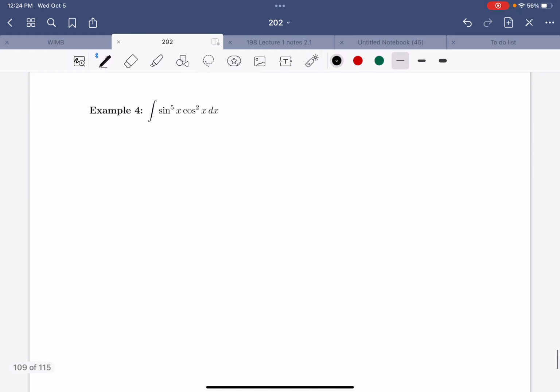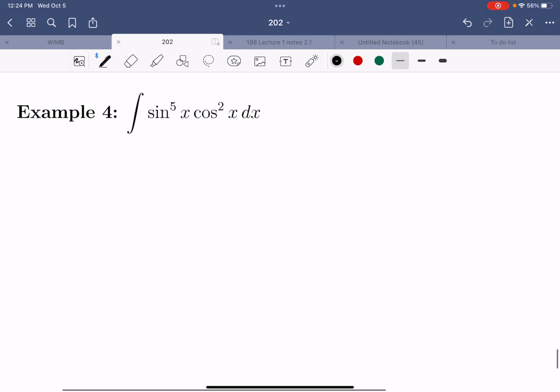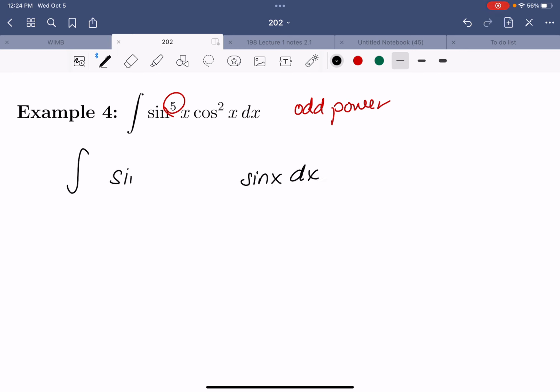All right, and here's our last one for the lecture. This one has an odd power. Right here. So what I'm going to do is I'm going to pull one of those away to go with my dx. So sine of x goes over here with my dx. And I'm left with sine to the fourth x times cosine squared x.